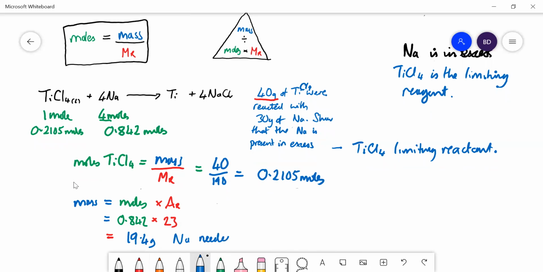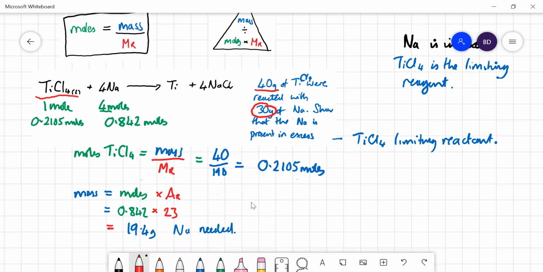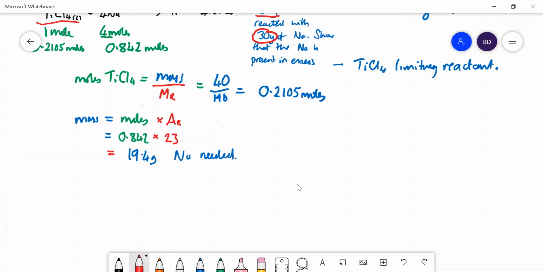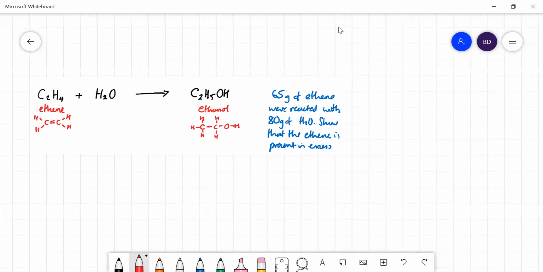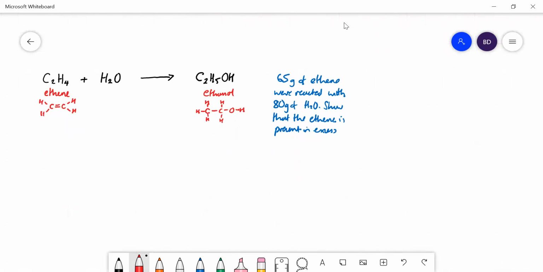So 19.4 grams of sodium are needed. That's the minimum amount. But look how much they use. It says here they have added 30 grams. So you can see there's a large excess of sodium there. That should ensure that all of the expensive reagent, the titanium chloride, reacts. And you don't mind if you've got a bit of sodium left over at the end. Okay, so we'll do another example. Basically it's the same calculation as a reacting mass calculation, but with this new idea of having things in excess.